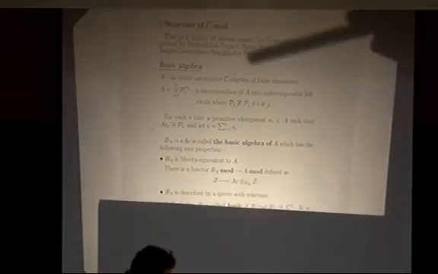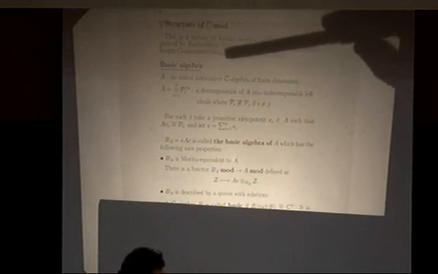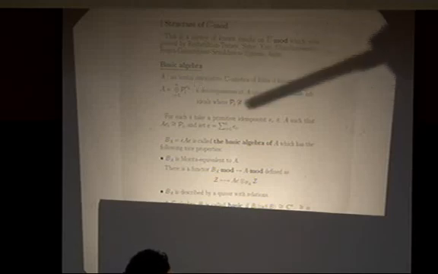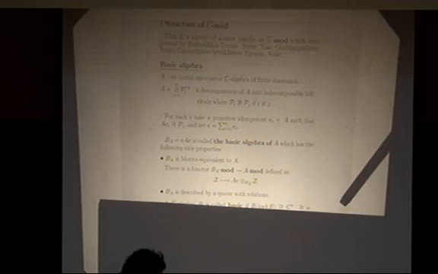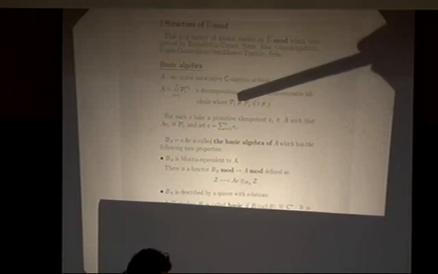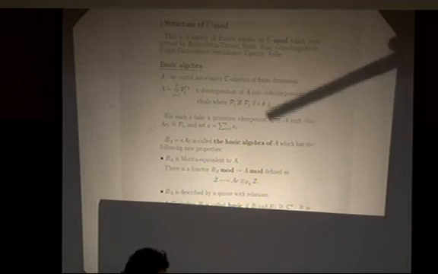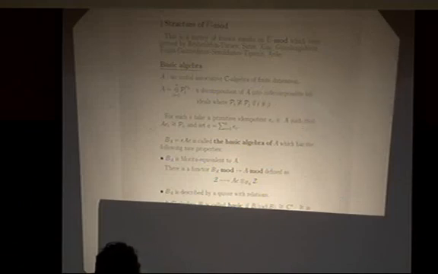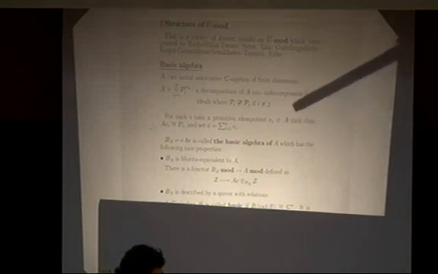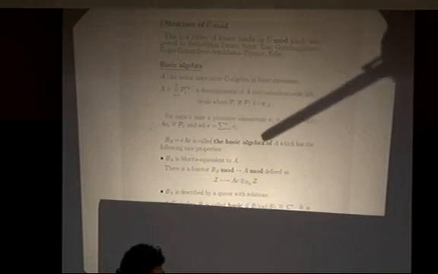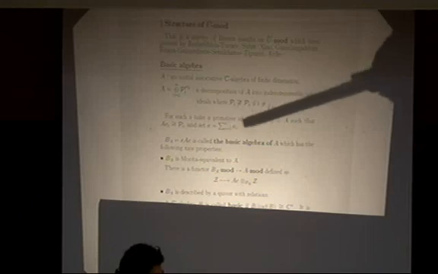In general, let A be a unitary associative C-algebra of finite dimension, and take a decomposition of A into indecomposable left ideals, where P_i is not isomorphic to P_j if i is not equal to j. For each i, take a primitive idempotent e_i such that A e_i is isomorphic to P_i, and set small e as the sum of all e_i.